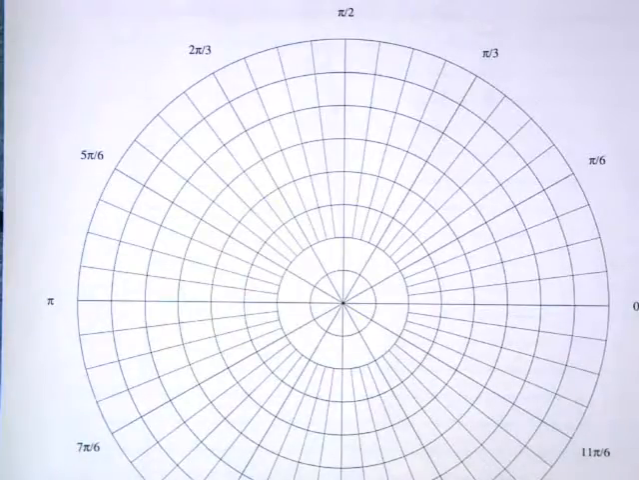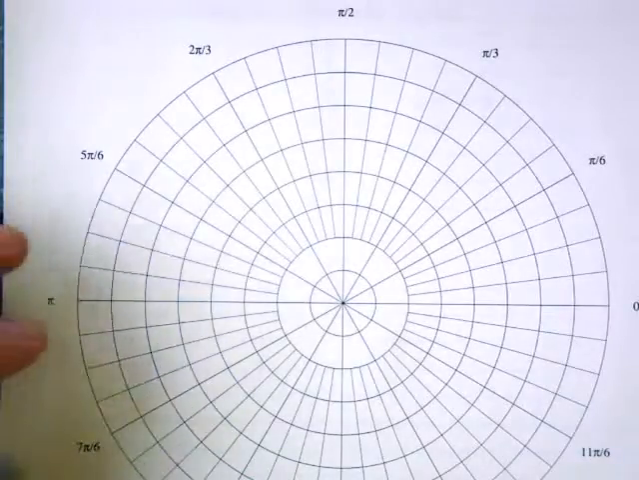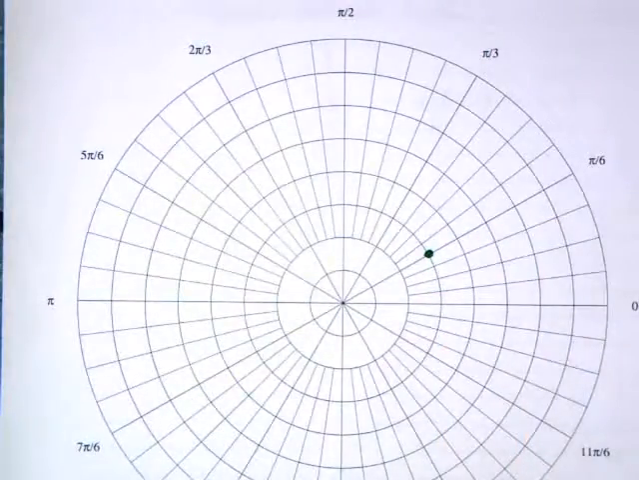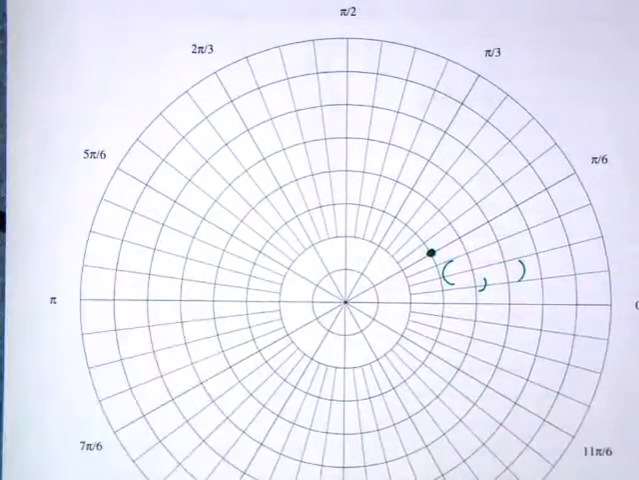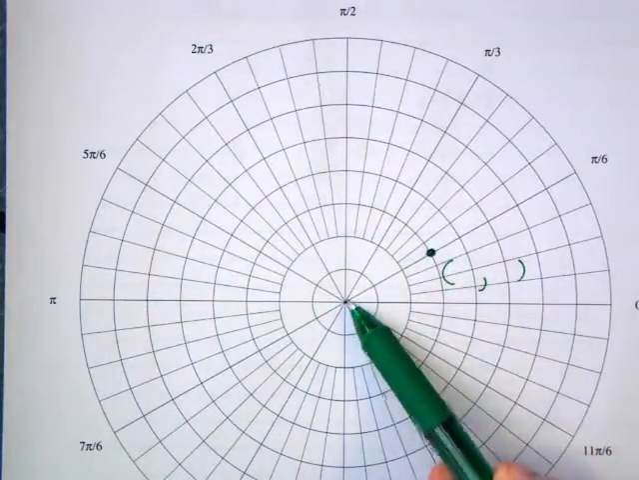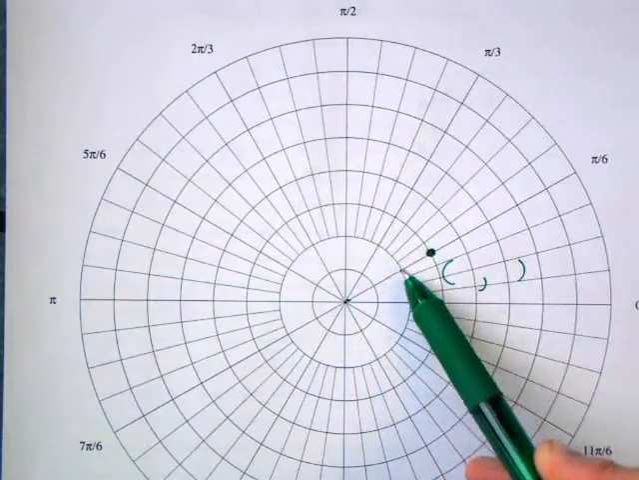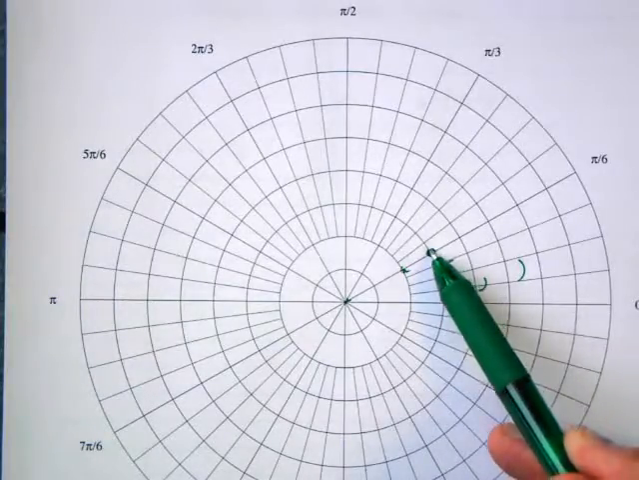So when we mark points here, for example, I might mark this point right here. The way we label points in the polar coordinate system is we still have an ordered pair. The first number is the distance from 0. So how far is that from 0? Well, let's call this 1. So we'll call that length 1, which means that length is 1.5 maybe.